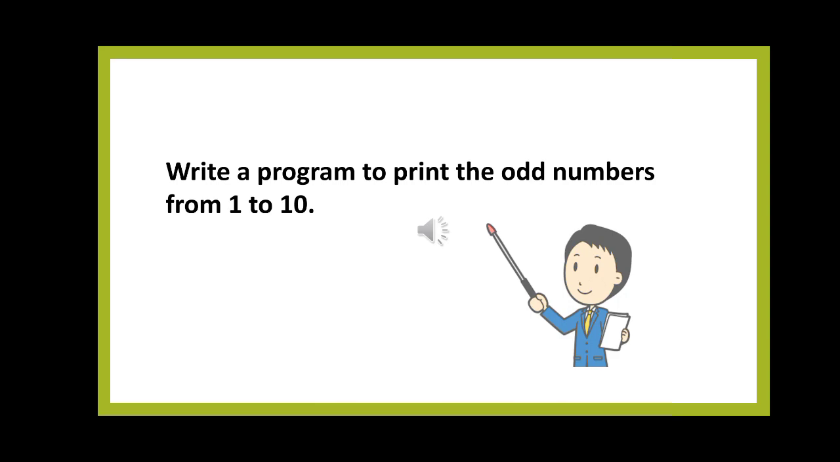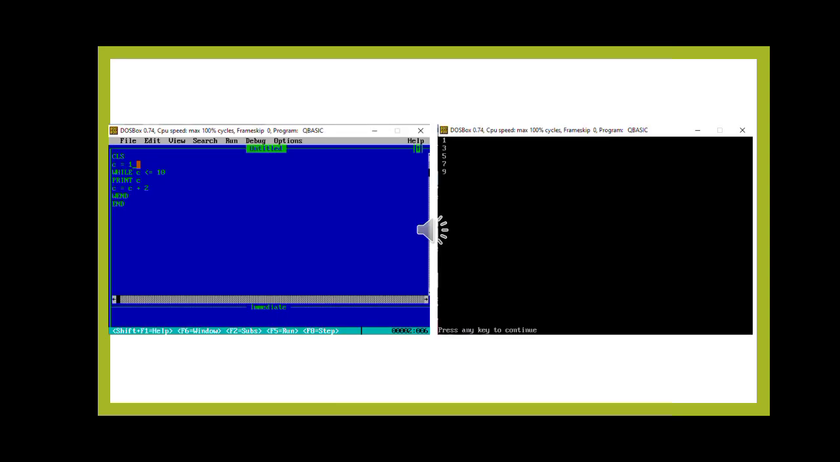Now our next program is to print the odd numbers from 1 to 10 using the while wend loop. Let's look at the program. Here we have taken the variable C equals to 1. The while condition will check the value, and the value should be less than or equal to 10. First number will be printed, that is 1.